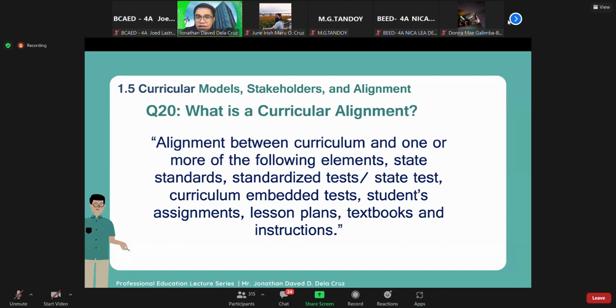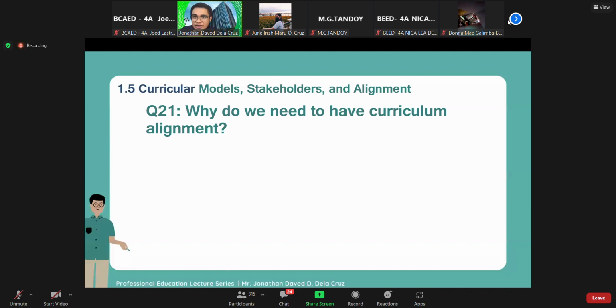So dapat aligned iyon. Kaya hindi mo pwedeng sabihin na kapag nasa objectives mo ay what we call this identification, tapos dun sa exam mo or dun sa activity mo ay definition pa lang pinagawa mo. Careful tayo sa mga ganung bagay. Okay, why do we need to have curriculum alignment?